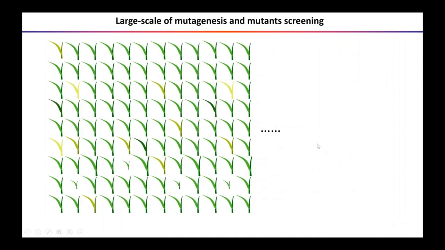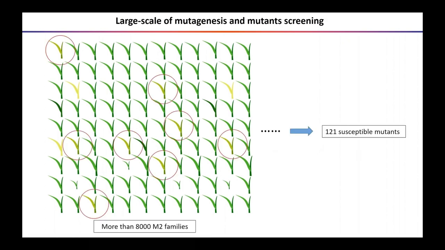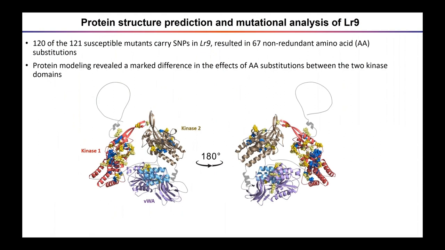To further study this new type of tandem kinase fusion protein, we applied large-scale mutagenesis and mutant screening from more than 8,000 M2 families. We found 121 susceptible mutants, among which 120 were found to carry homozygous SNPs in R9. This resulted in 67 non-redundant amino acid substitutions.